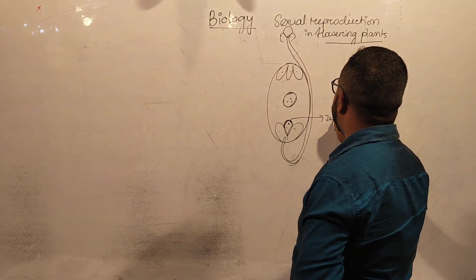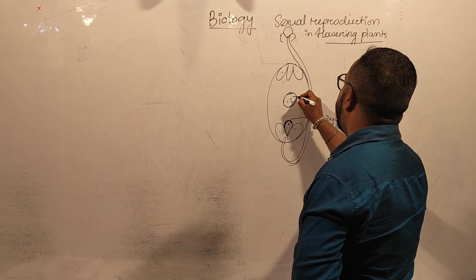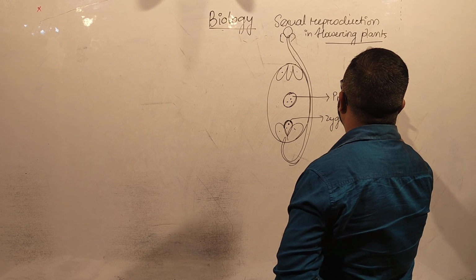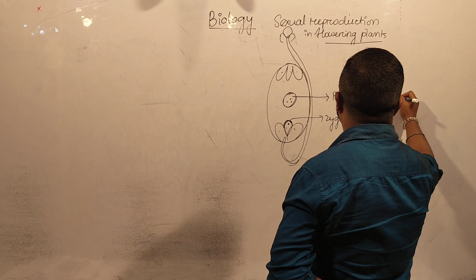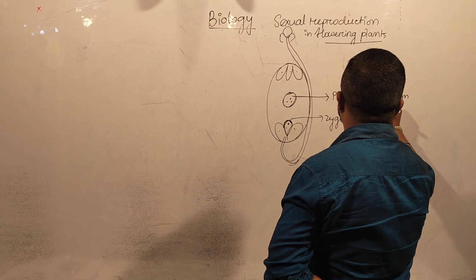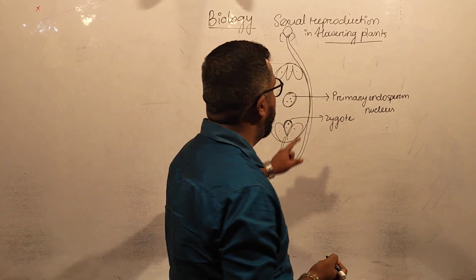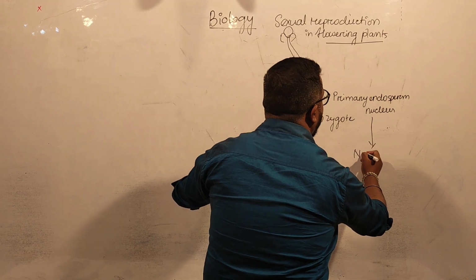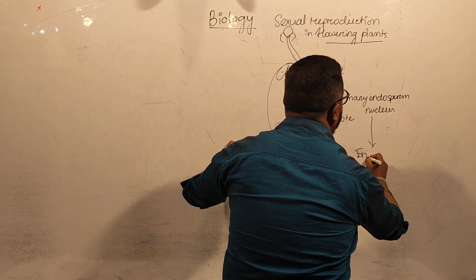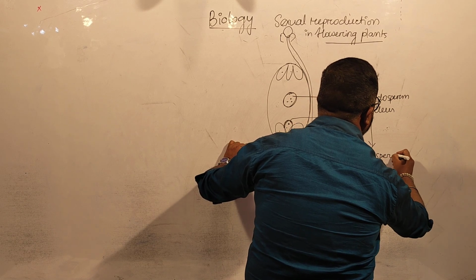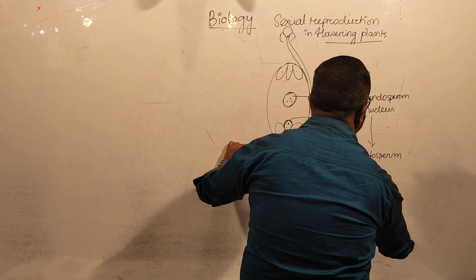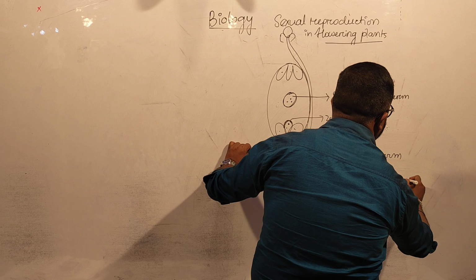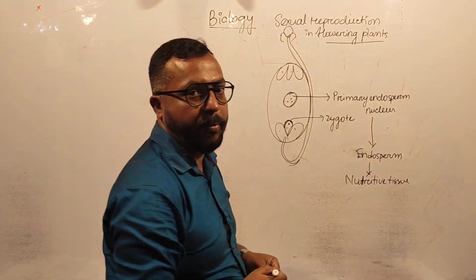This is going to produce zygote, and this is going to produce primary endosperm nucleus. Now this primary endosperm nucleus in future is going to produce endosperm. Now what is an endosperm? Endosperm is a nutritive tissue for the growing embryo.